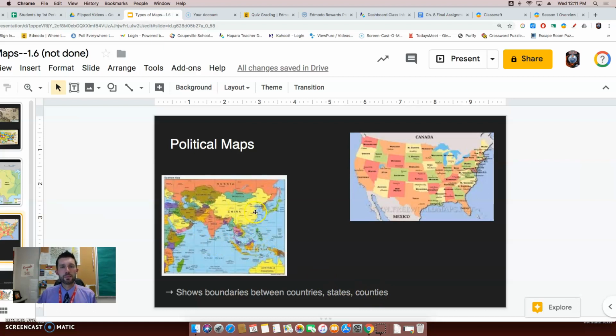We can see here this map is showing the political boundaries between a number of countries in the Asian continent. We have China, India, Russia. This map here is showing the political boundaries between states in the USA. Again, political maps show the boundaries between countries or states or counties.